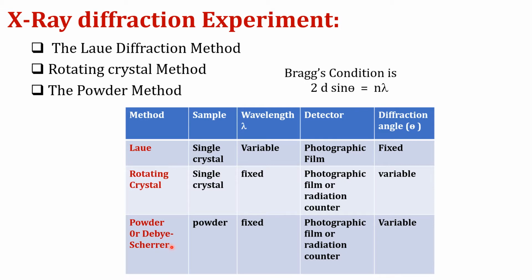The last method is the powder or Debye-Scherrer method. Here the sample is not in the form of a single crystal or polycrystal, but a crystal or solid material crushed into powder form. So the sample must be in powder form. The wavelength should be fixed, meaning again a monochromatic X-ray beam is used in that experiment. The detector should be photographic film or a radiation counter, and the diffraction angle should be variable.